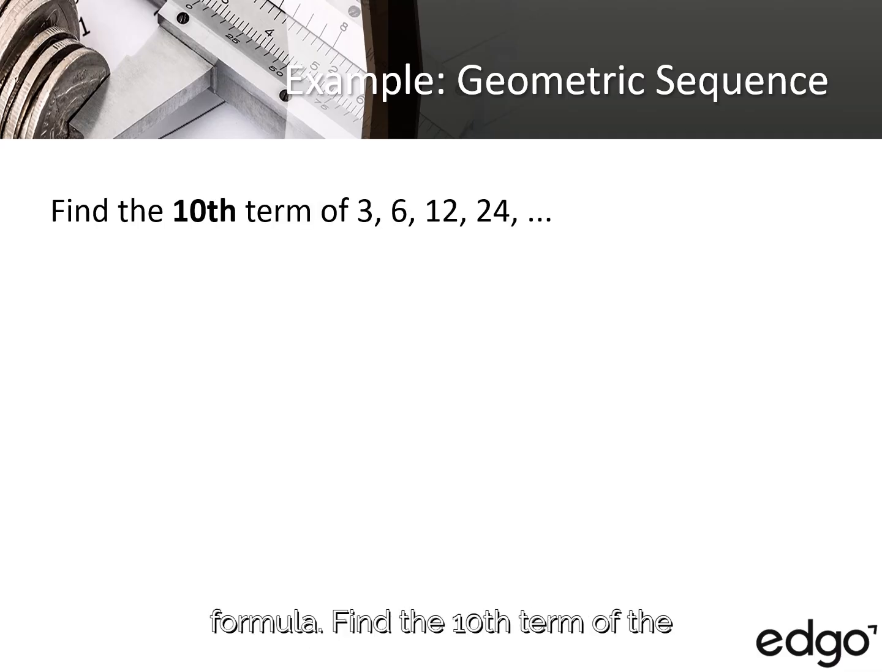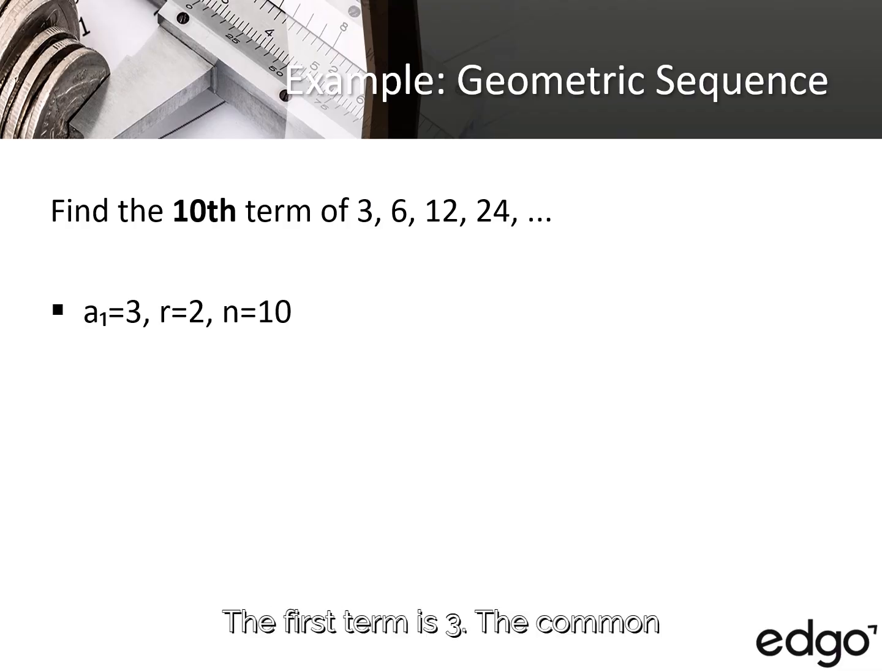Find the 10th term of the sequence 3, 6, 12, 24, and so on. First, identify the given values. The first term is 3. The common ratio is 2 because 6 divided by 3 equals 2. We are looking for the 10th term, so n is 10.